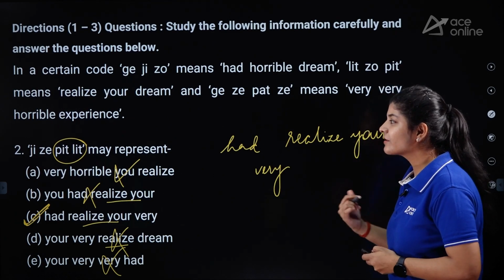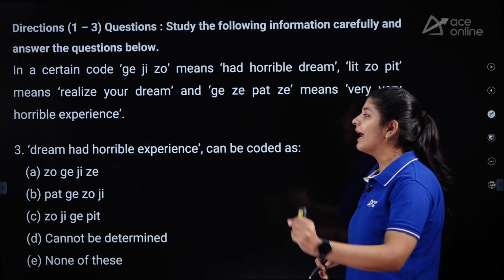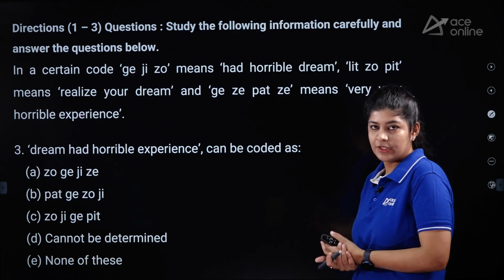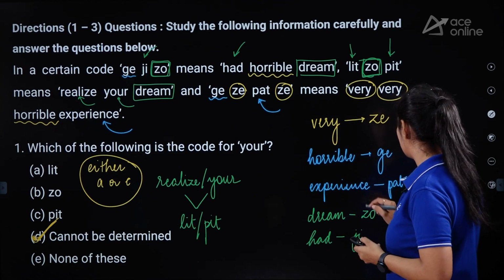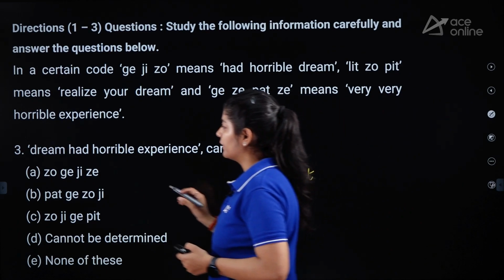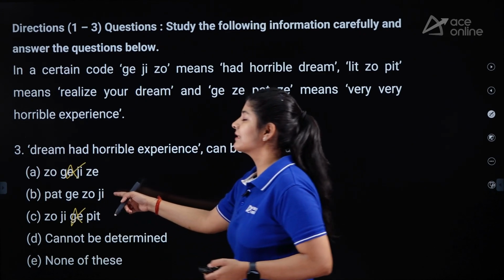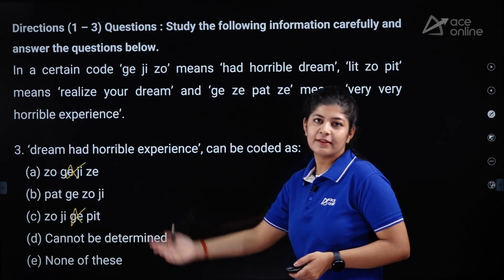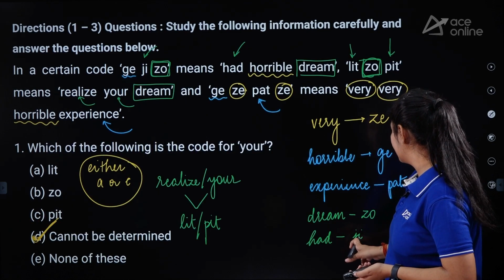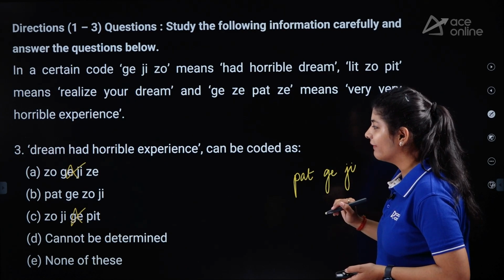Okay. The last question related to this particular data is this one. Here, Dream had horrible experience, and we all know that here we are having codes for this one. So for the experience we are having pet, right? So we need this particular word. Do we have that? No. Do we have that? Yes. Do we have that? No. So either this is the answer or this one is the answer, or the rest of the options as well. For had, JE and GI. GI and JE. Do we have that?